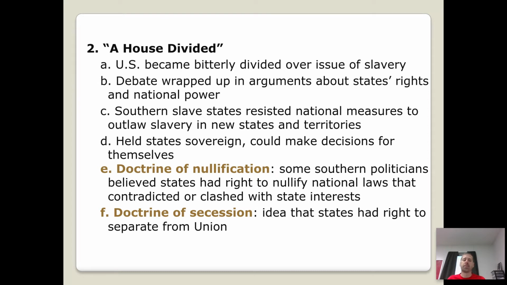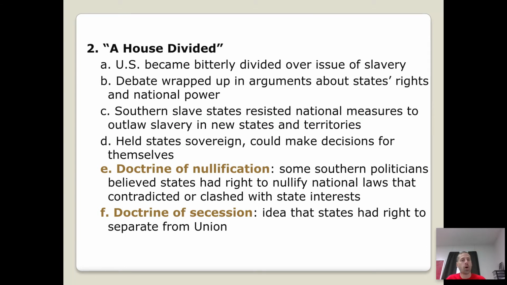And there's some theories that were developed over time saying states could nullify national laws. And this is the doctrine of nullification. Nullification, the root word is nullify, which means to cancel out. And some Southern politicians said that states had the power to do that, that if a national law conflicted with state regulations, state interests, then the states could nullify that federal law.